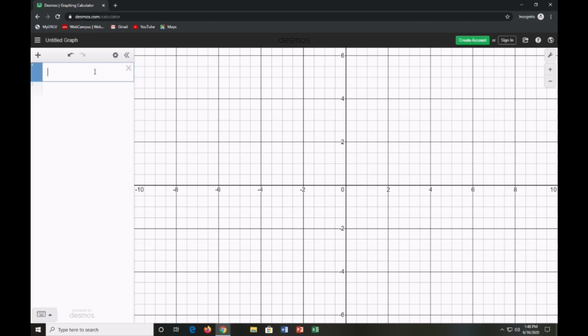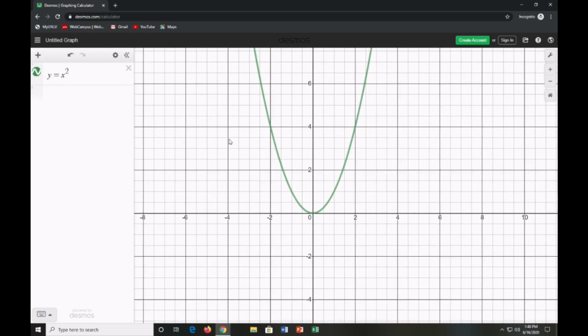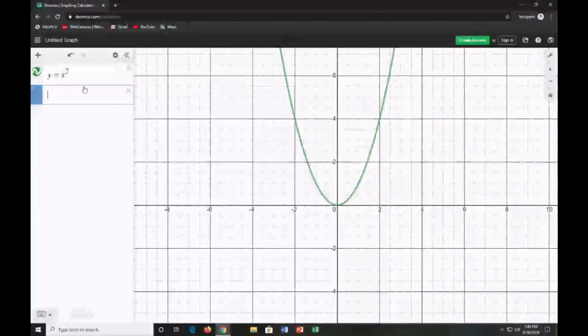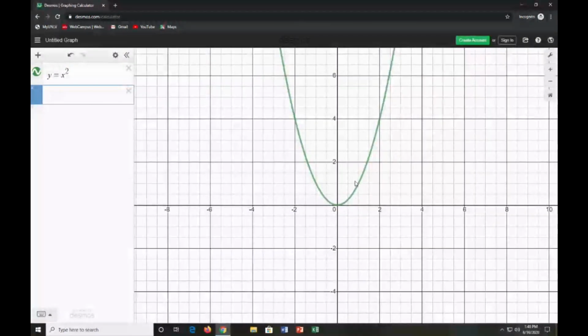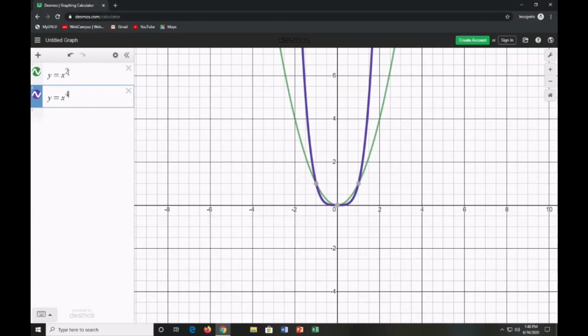So, let me put all this paper away. Okay, so we want to graph the regular x squared function, which is like that. Now, see how that graph changes at the bottom as I raise that power to higher even powers, y equals x to the 4th power. Did you see how the bottom flattens out?